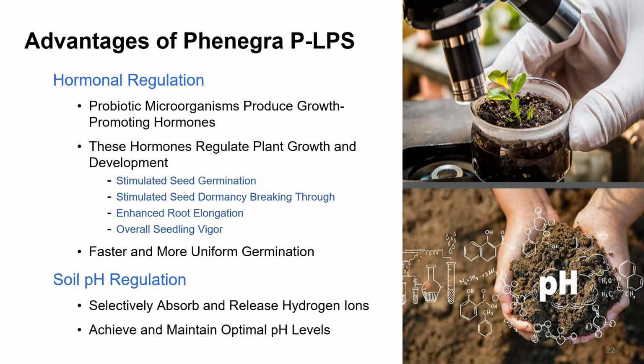Hormonal regulation in slide 22, probiotic microorganisms produce growth promoting hormones. Well, these hormones regulate plant growth and development. They stimulate seed germination. It stimulates seed dormancy breaking through. You have enhanced root elongation and overall seedling vigor. Well, what happens if you don't have the treatment, with so much antibiotics out there, you end up having the opposite of this. And so oftentimes you say, oh, this is such a weak plant. Why is it not growing strong? The answer lies in the roots.